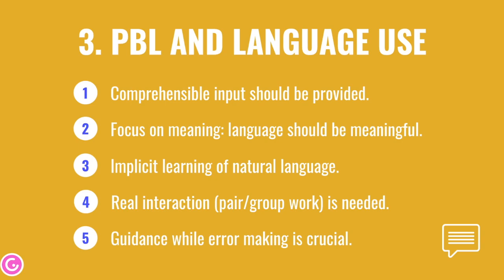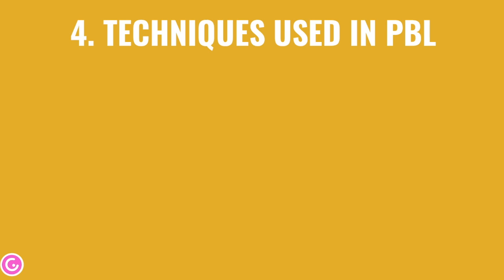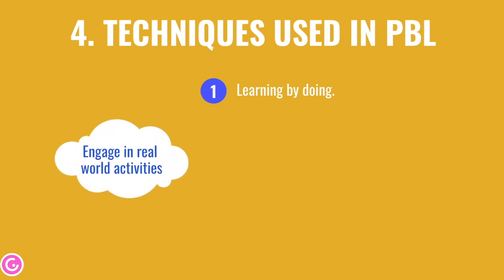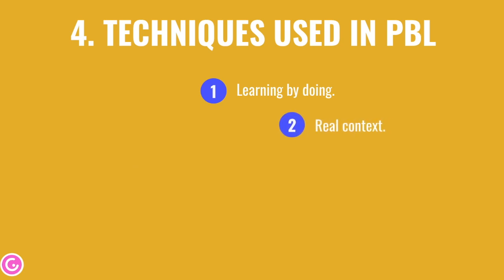It is also important to highlight some examples of techniques that you can use in project-based learning. Some of them are: learning by doing. A PBL setting allows students to learn by doing and applying their own ideas. Always remember to engage your students in real-world activities. Real context: students participate in real-world activities where they have to discuss and try to solve problems. Therefore, learning is situated in an authentic, real-world context.